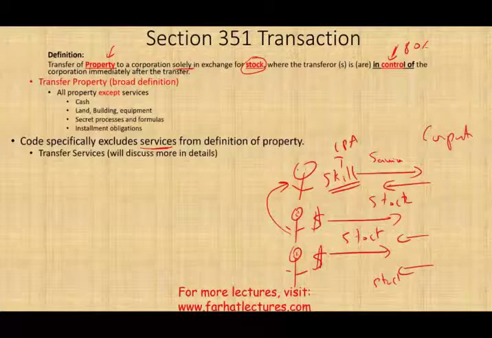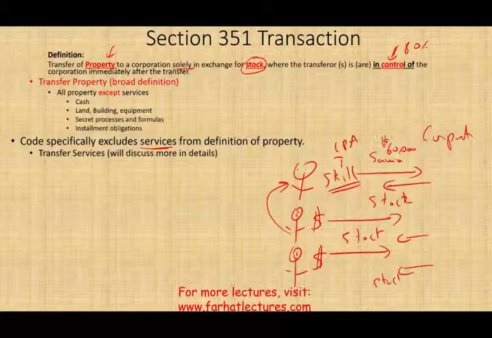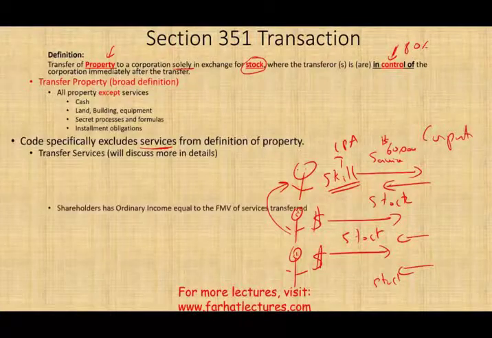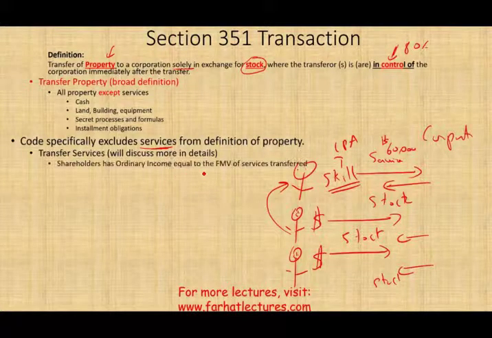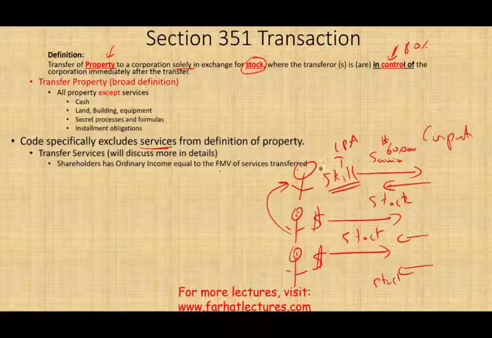So let's assume they worked for $60,000. That's the fair market value of the services. Guess what? You earned $60,000 of cash, as if you earned it, then you took the cash and invested back in the company. So basically, simply put, services is your effort. You received income for your effort, therefore it's taxable. Okay? So shareholder has ordinary income equal to the fair market value of services transferred. So if they work $60,000 worth of services, they do.